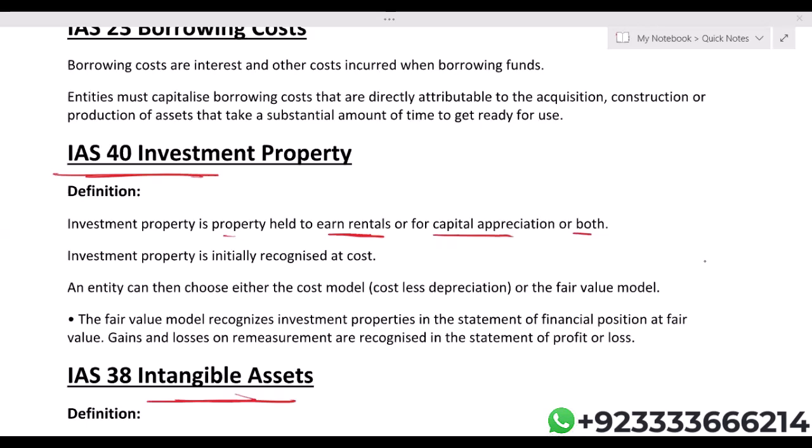If you recall, we did discuss the hotel properties. In hotel properties, obviously, we do not just provide property on rent, we do provide significant ancillary services as well. That is why on hotel properties, IAS 16 is applicable.